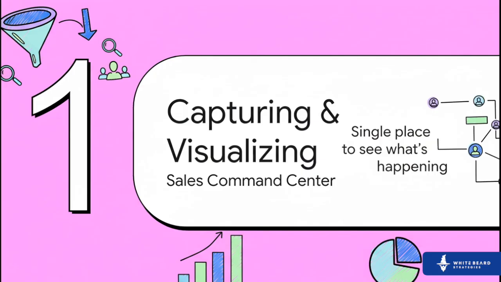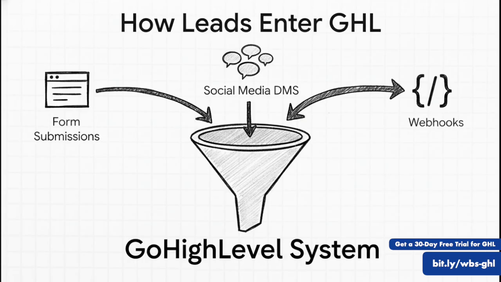Okay, first things first. Before we can automate a single thing, we need two fundamental pieces in place. A way for leads to actually get into our system, and a single command center where we can see all of them. You know, the real beauty of a system like GoHighLevel is how it can just pull leads in from, well, everywhere. Website forms, DMs from your social media, forms on your WordPress site, you name it. They all feed into one central hub. The big takeaway here? You can say goodbye to manually importing messy spreadsheets forever.